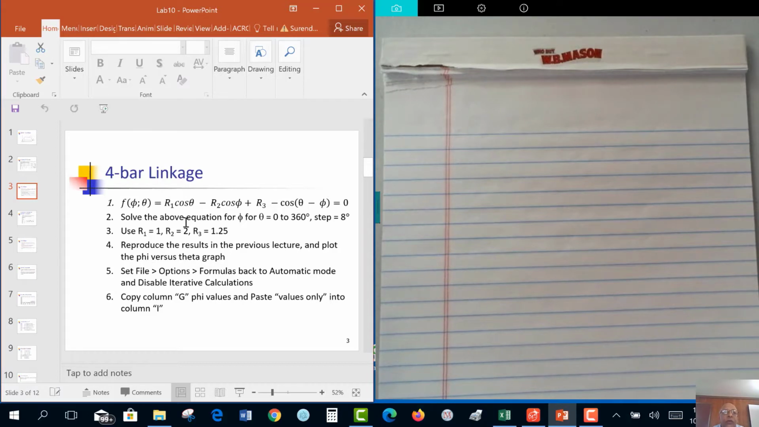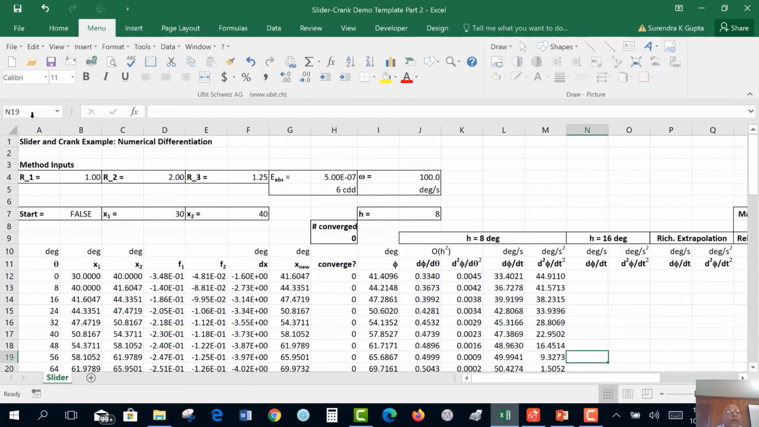So if you have not done so, I want you to reproduce the results that I did in the previous lecture. Let me bring up my spreadsheet of what we had done so far. So here is my spreadsheet. Remember what we did. We set up all these parameters. We started with a flag of false, initial values of 30 and 40 at theta equal to 0. So you can see the chaining. And then we turned this to true.